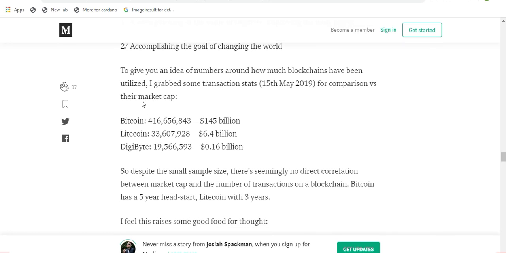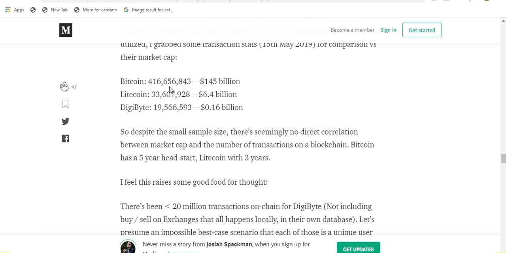So, to give you an idea of the numbers around how much blockchains have been utilized, he grabbed some transaction stats as of May 15th, 2019. So they're just a couple days old for comparison versus their market cap. Bitcoin, over 416 million transactions with a market cap of 145 billion. Litecoin, 33 million transactions, 6.4 billion market cap. DigiByte, 19 million transactions with a $0.16 billion market cap.